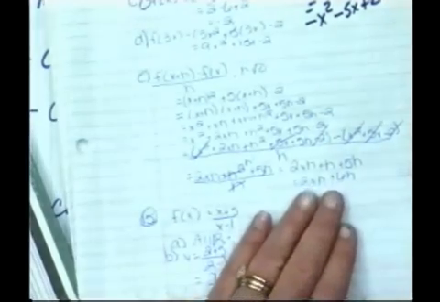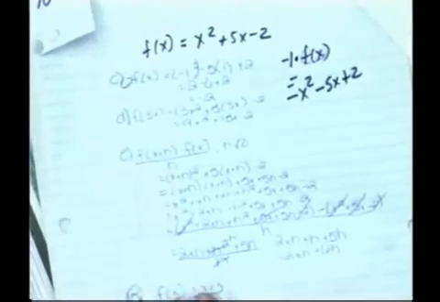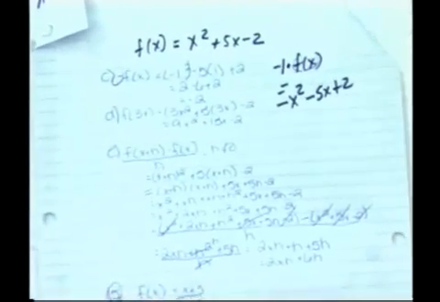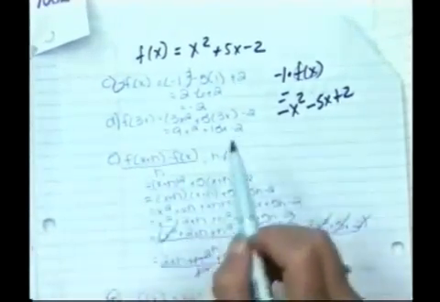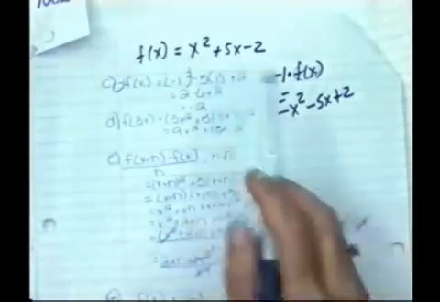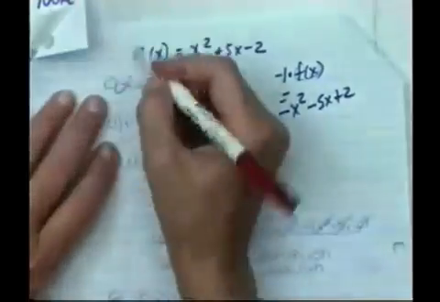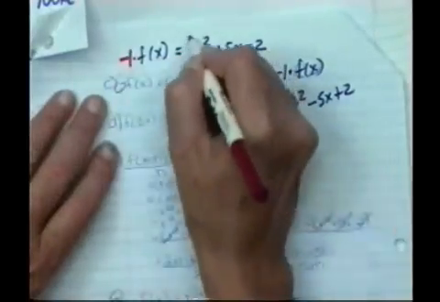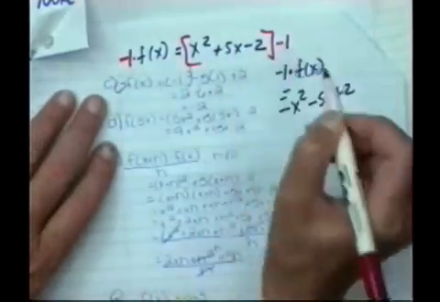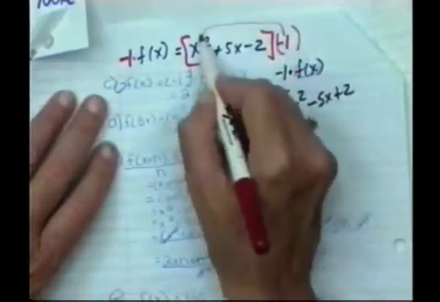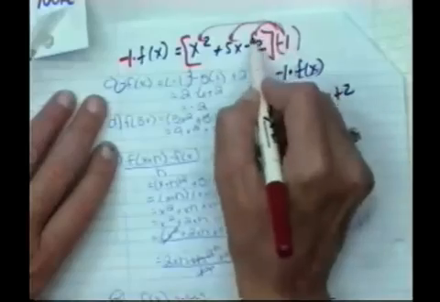Excuse me? I can't see the paper. So it's still plus 5x. Oh no, minus 5x. Yeah, and plus 2. Right, you're taking a minus 1 and multiplying it times both sides of the equation, and you multiply it all the way through. Does that help?